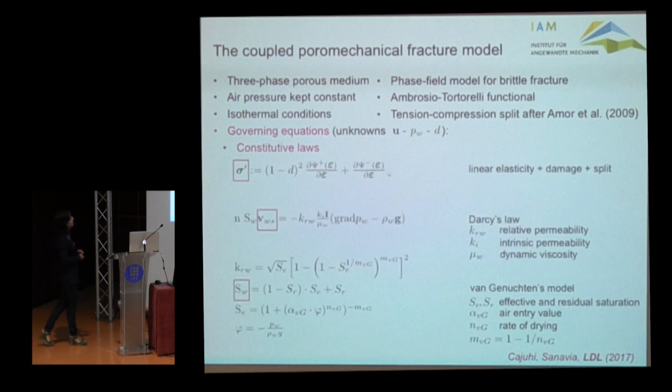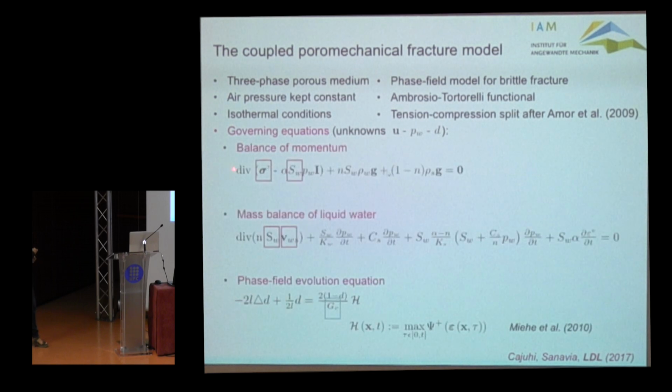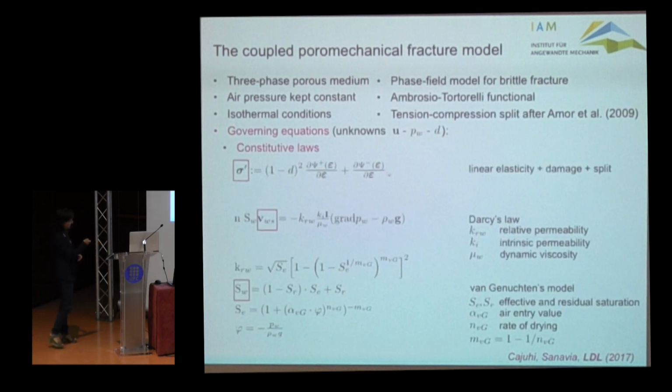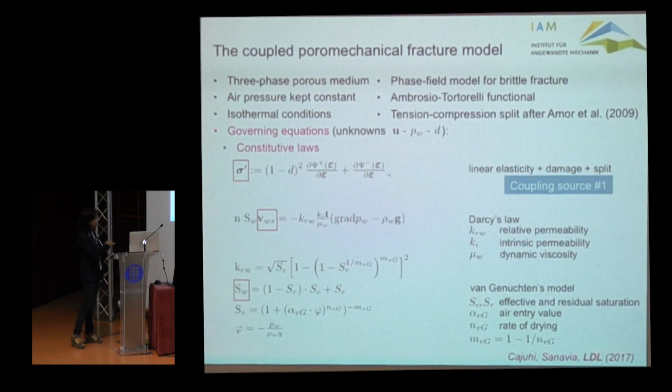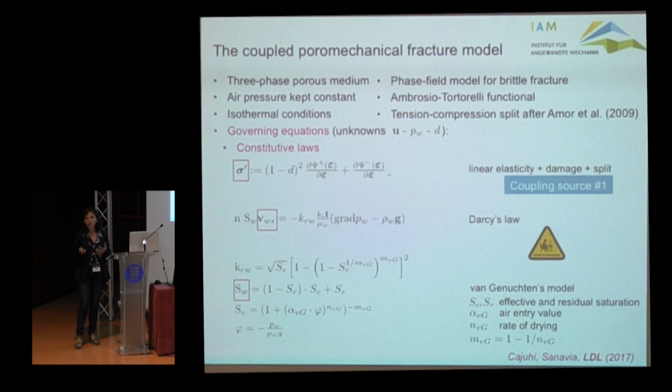So these are the constitutive laws. It's linear elasticity plus phase field, and then we have Darcy's law, and then we have van Genuchten's model, which is a very classical choice for the hydraulic properties. And so the first source of coupling is the use of the effective stress, and the second source of coupling could be related to Darcy's law, but in our case we wanted to choose the simplest version possible, not introduce any, let's say, arbitrary components.